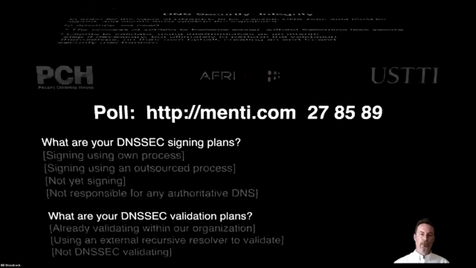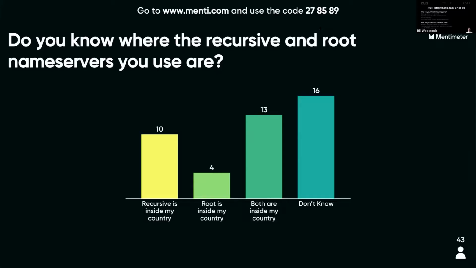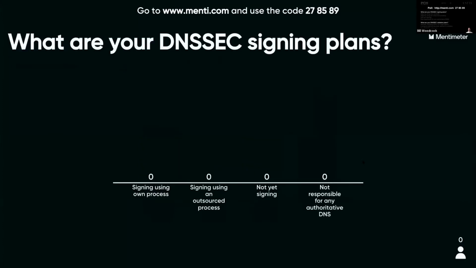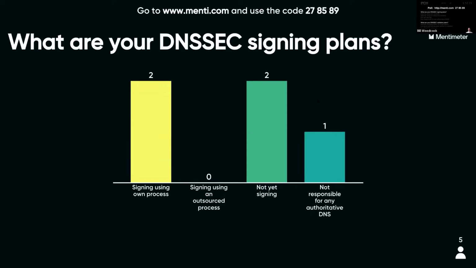Okay, let's move on to another poll. Our first question here is, what are your DNSSEC signing plans? And our second question is, what are your DNSSEC validation plans? Our options here are: you're not yet DNSSEC signing any zone data, you're not responsible for any DNSSEC zone data, you're signing using an outsourced process, or you're signing using your own process.